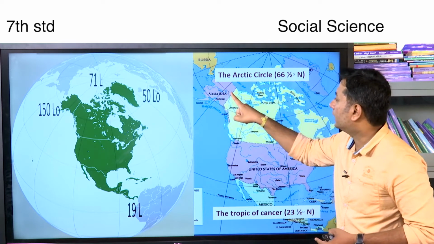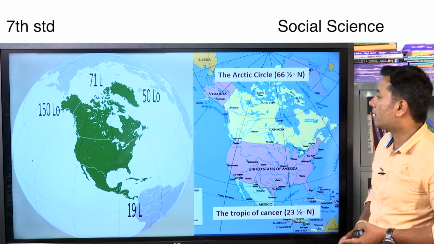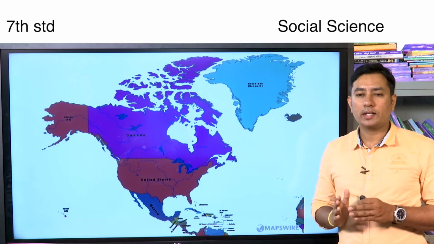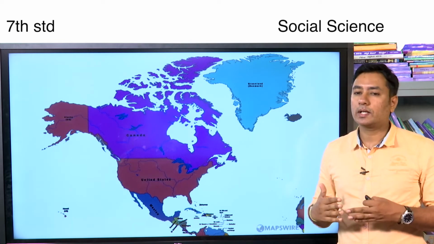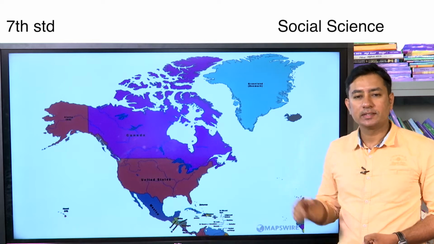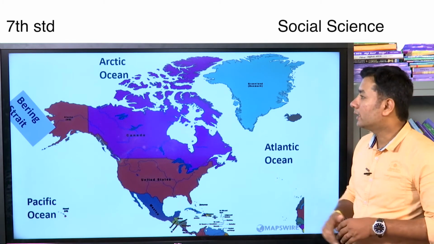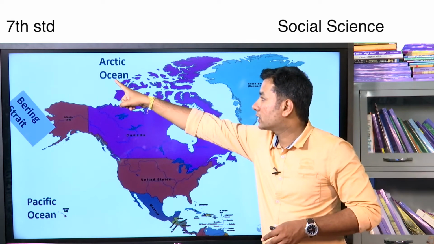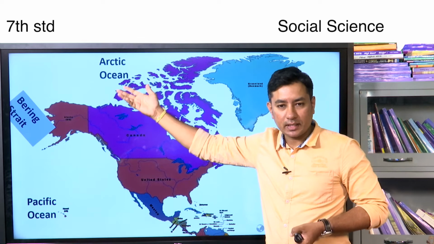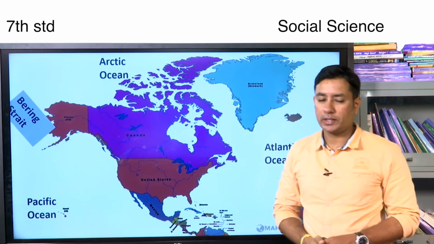So here you can see that dotted lines are there now. This line shows the Arctic Circle. Clear? Let's go. What are the land masses and what are the water bodies around North America? See, here is the North American continent. See, the main water body present here at the top, on the north side of North America, is the Arctic Ocean.